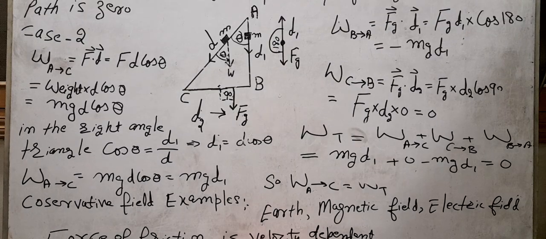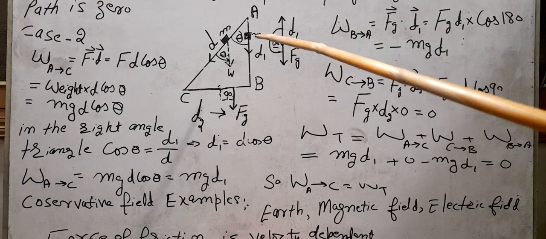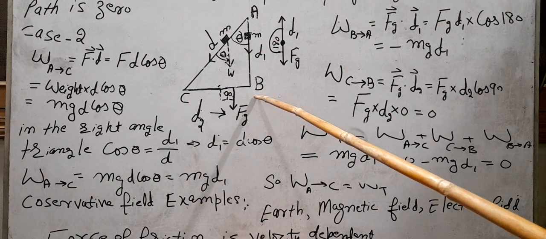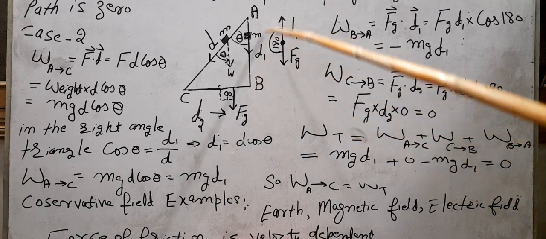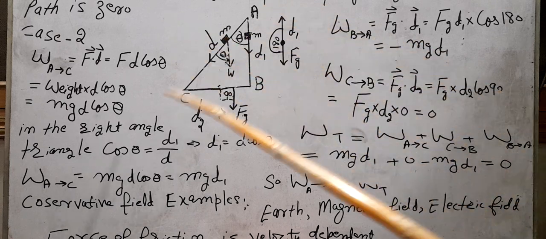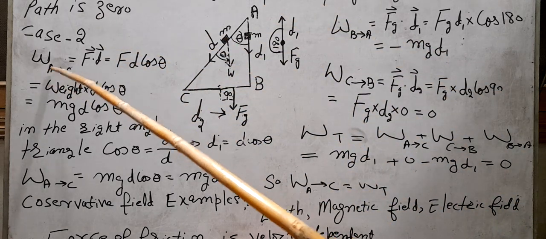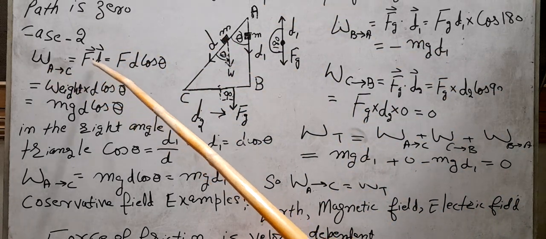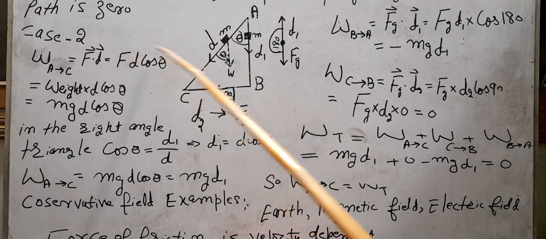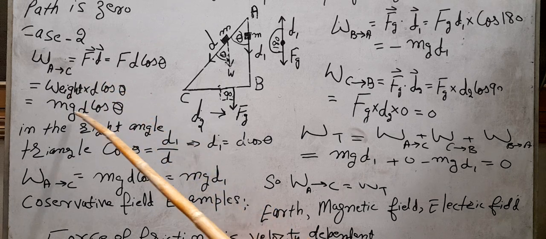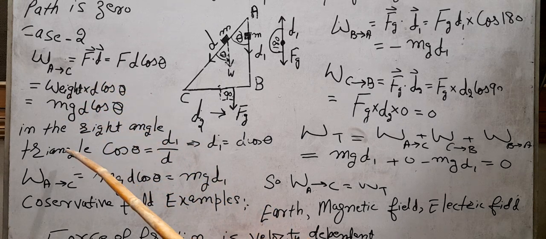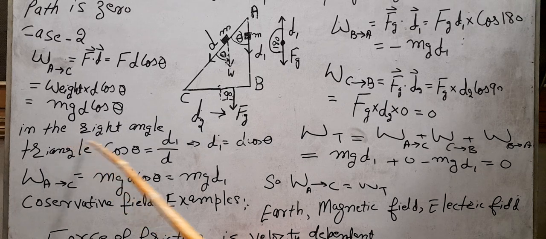Now let us take the second case, in which the body is moved from A to C, then C to B, and finally it is brought from point B to point A. In moving the body from A to C, F is again the force of gravity, and this force of gravity is actually the weight, which we have already calculated. There is no need to do the same calculation again.